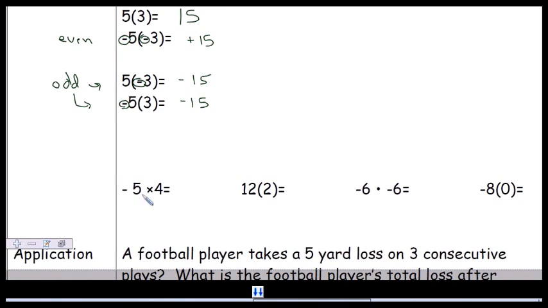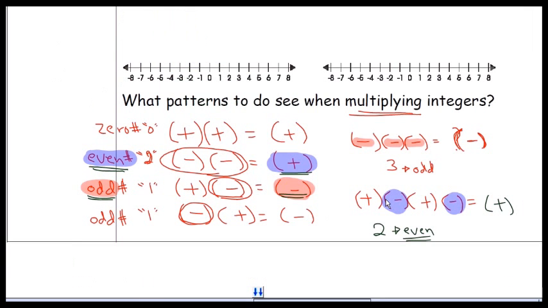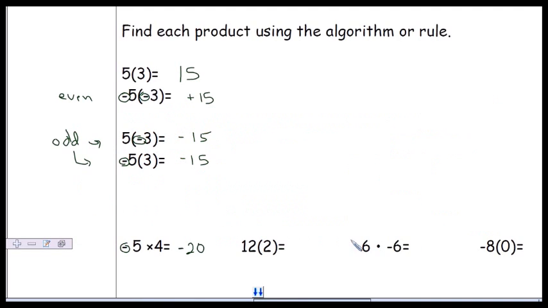Okay, so I'm going to do this one right here. Negative times a positive. I already know my answer is going to be negative. There's only 1 negative. So 5 times 4 is 20, so my answer is negative 20. Here I have a positive times a positive. I don't have any negatives. And when I have 0 number of negatives, my answer is always going to be positive because there's no negatives to deal with. So 2 times 12 is just 24.